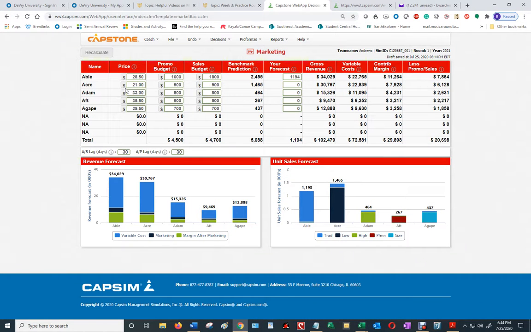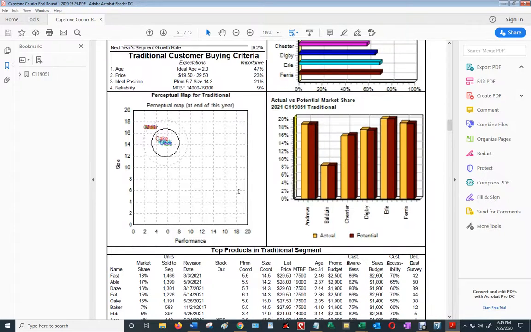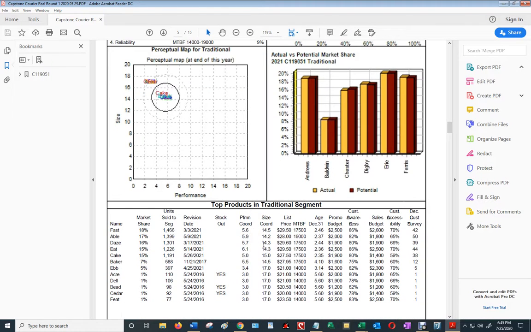As you can see from the spreadsheet, the Capstone decision entry area, I need to figure out what my promotional budget is and what my sales budget is. And I had 1,800 in here. Let's see. I need to show you how you will actually do this for product Able. The strategy says we need to keep pace with what our competitors are doing. So that means I need to go into the Capstone Courier for the last round, and I need to look and see what everybody else's satisfaction score is.